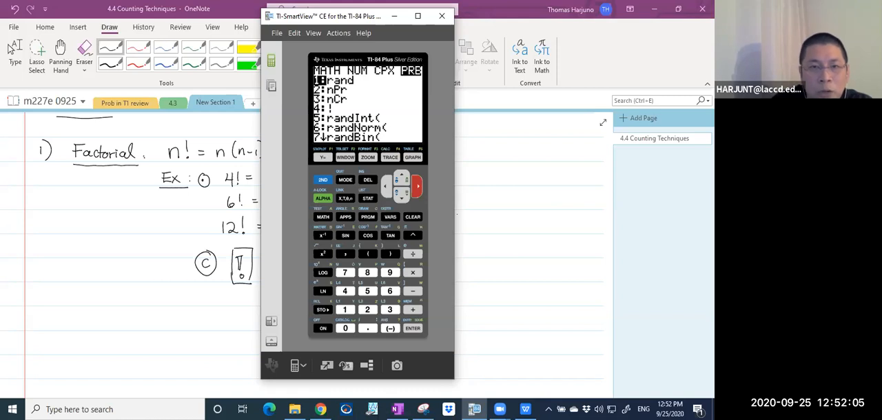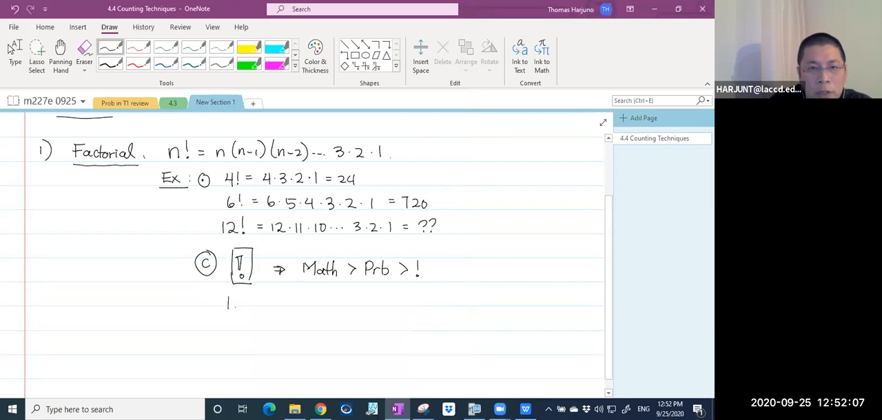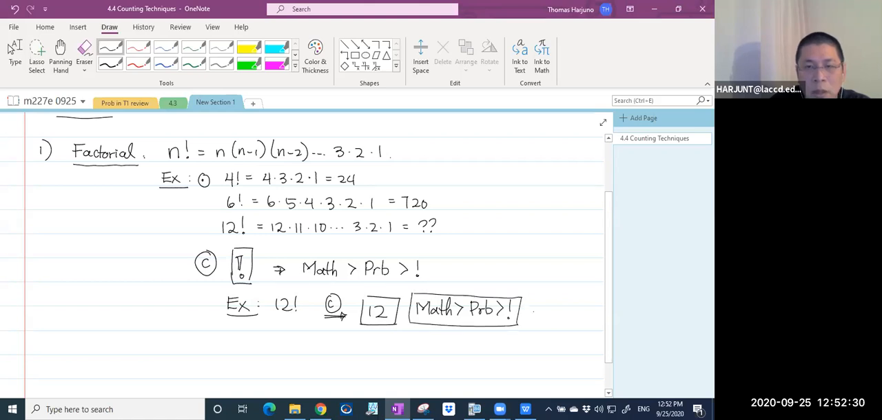Now, how do I punch, for example, 12 factorial? The calculator work will be, you punch the 12 first, and then you go to math, PRB, exclamation mark, and then enter.